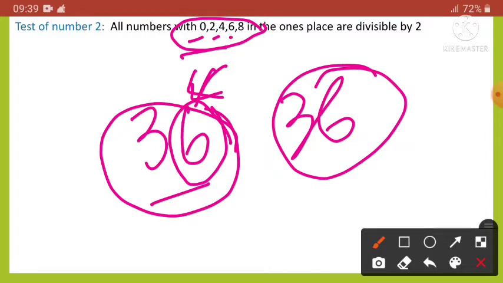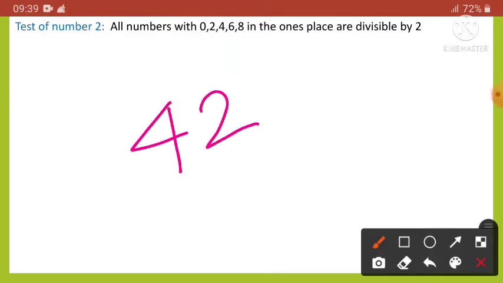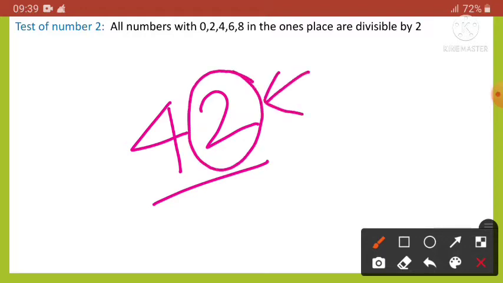If we take another, suppose I am taking 42, is it divisible by 2? Yes, because at the ones place we have 2, so the number 42 is exactly divisible by 2. Got it? So we have to check the ones place. If the ones place has 0, 2, 4, 6, 8, then we can say that the number is divisible by 2. So it is the divisibility test of the number 2.